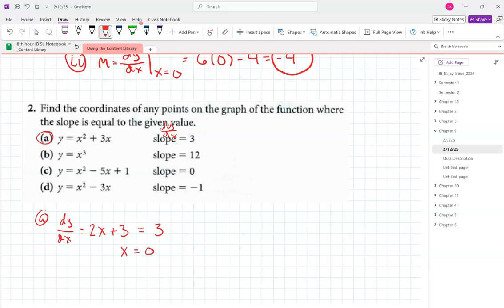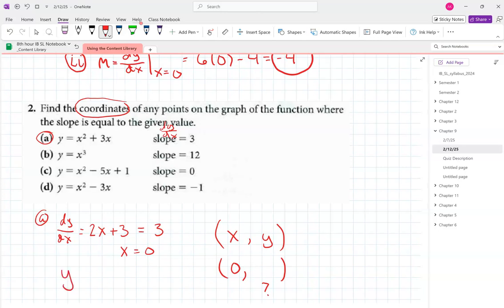Oh, wait. Subtract 3 from both sides and then divide by 2. So x is 0. Okay. So that is the location where the slope is 3, but it wants the coordinates, right? So coordinates like an x comma y. I know the x is 0. How am I going to get that y?